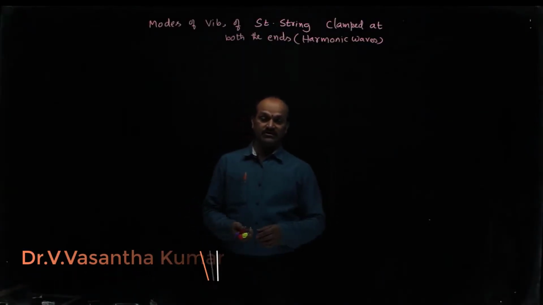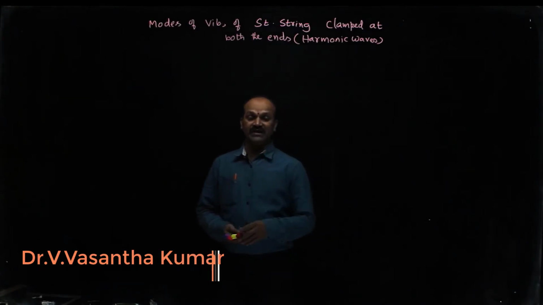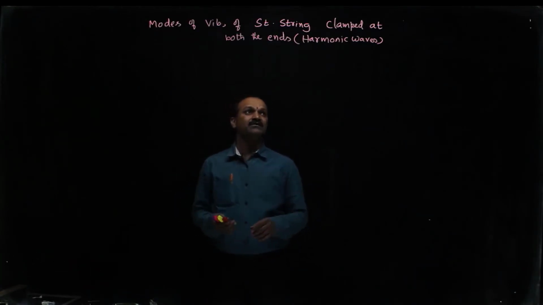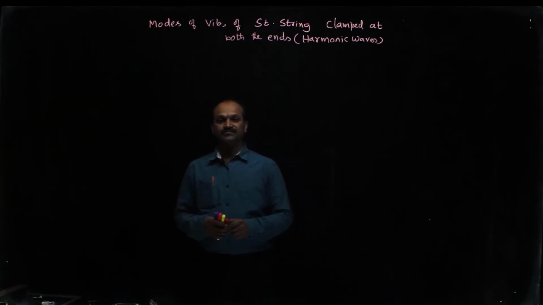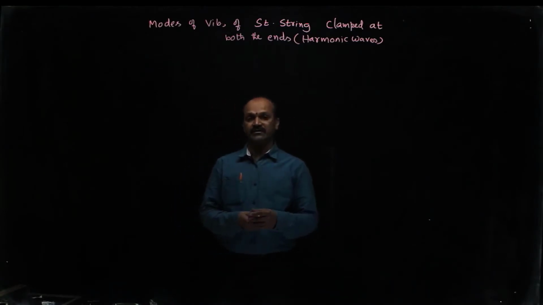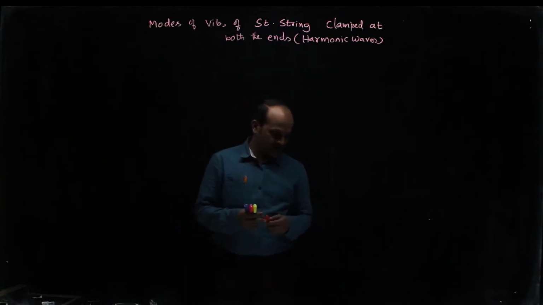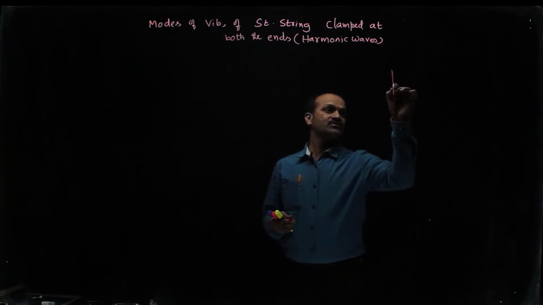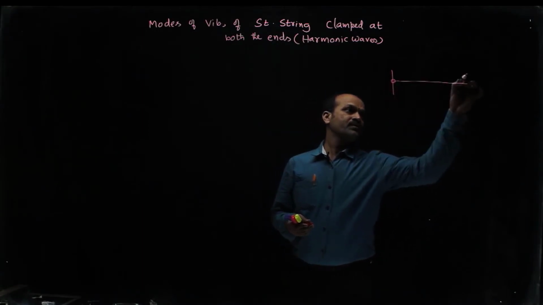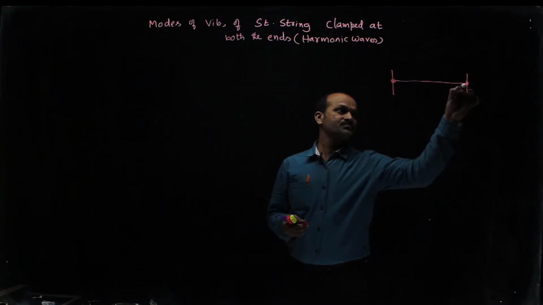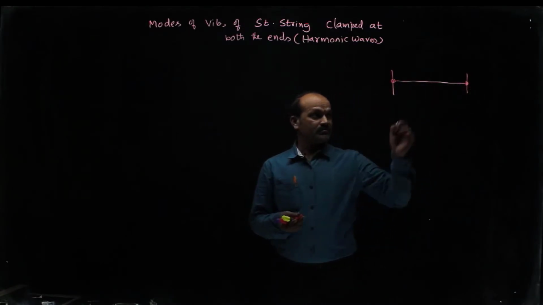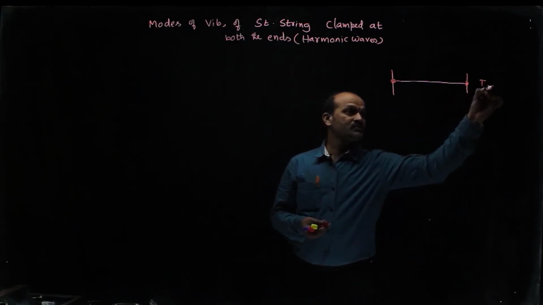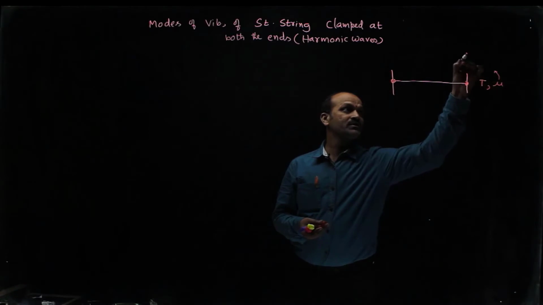Now in this video we'll discuss one important topic of engineering physics, mechanics: modes of vibration of a stretched string clamped at both ends, and the harmonic waves we see here. When a stretched string of length L, here also we take an ideal string, is clamped at both ends, because it is stretched, the tension developed in the string is T, and the linear density of this string is mu. Mu is the linear density.